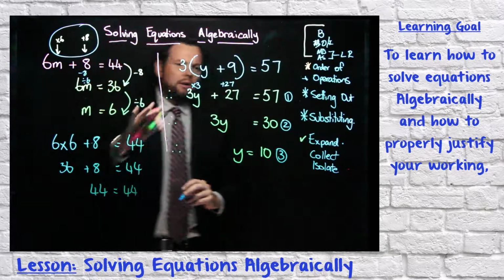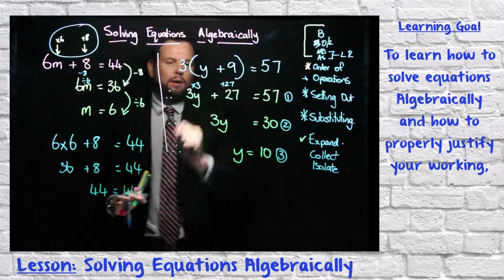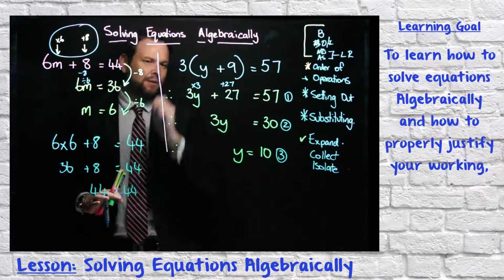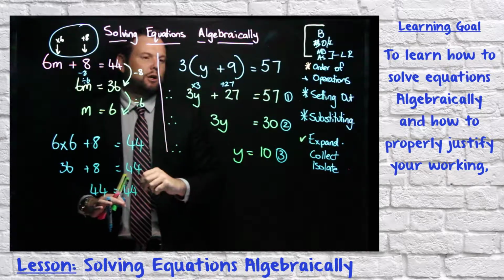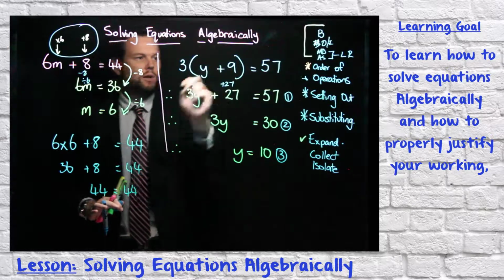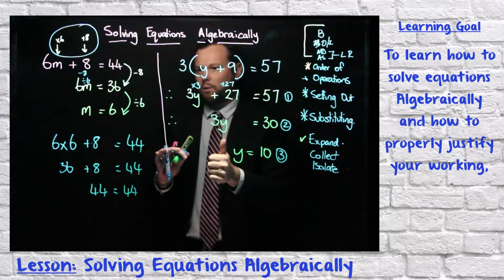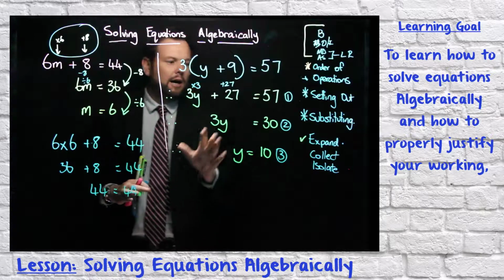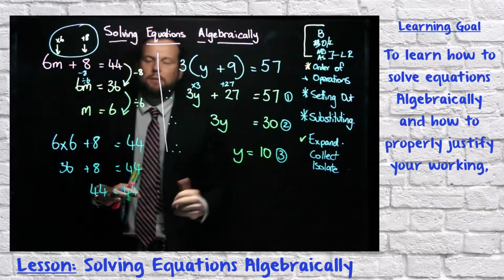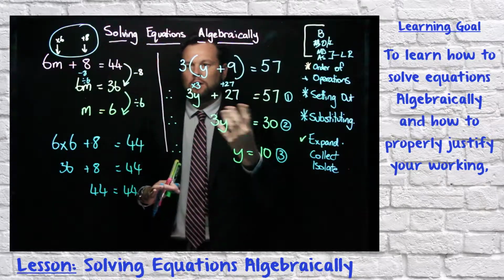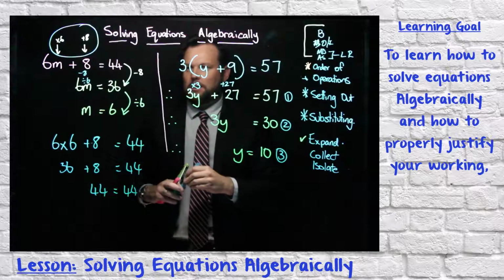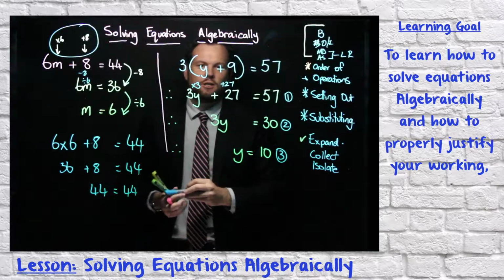Okay, same thing over here. I could put 10 up here, and I could go 3 times 10 equals 30, 3 times 9 is 27, 30 and 27 together makes 57. So we're good, we've got these correct. Just make sure you follow those steps. Come back to this video if you need to watch it again, and good luck with solving your equations algebraically.